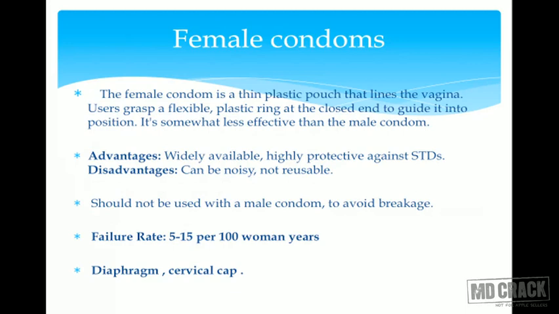Then coming to female condoms, they are not very popular in India. A thin plastic pouch lines the vagina. There are many types. It's somewhat less effective than the male condom. Advantages: widely available, and it is highly protective against all the STDs, including HIV. It's coital dependent. Disadvantages: it can be noisy and is not reusable. It should not be used with a male condom to avoid breakage. Either of the methods is to be used. The failure rate is almost like condoms, 5 to 15 per 100 woman years, and there can be even a diaphragm and cervical cap.